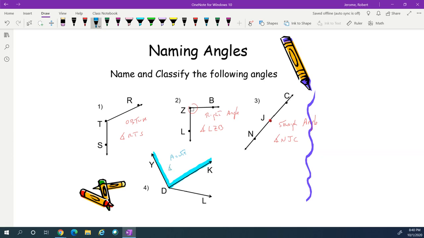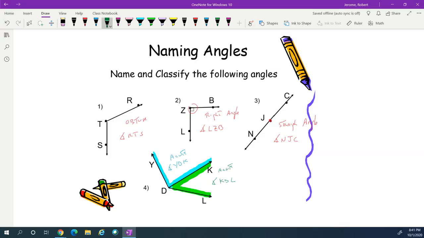And I could call that angle YDK. I could also call it angle KDY, that'd be fine. But I cannot call it angle D, because look right next to it. Here's another angle that uses D as the vertex. So if you said angle D, nobody would know which one we're talking about. Here we have what looks like an acute angle. And we can call that angle KDL.